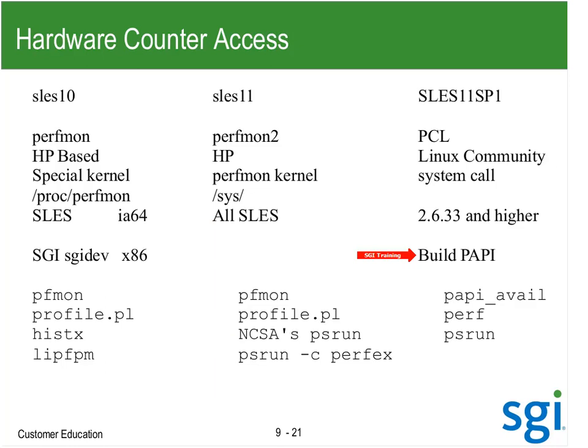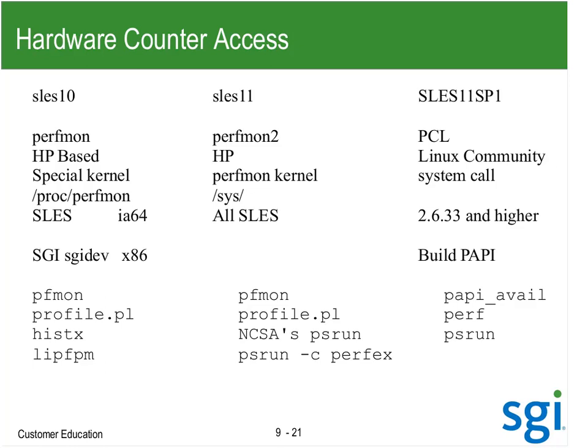One of the advantages of grabbing the perf suite tarball that I showed you is that PAPI has been built and integrated into that correctly. I've seen PAPIs on Red Hat and SLES that were not built correctly and were not using the PCL interface. So basically, the PAPIs that I've seen with Red Hat and SLES were not usable. They could only get the clock ticks.